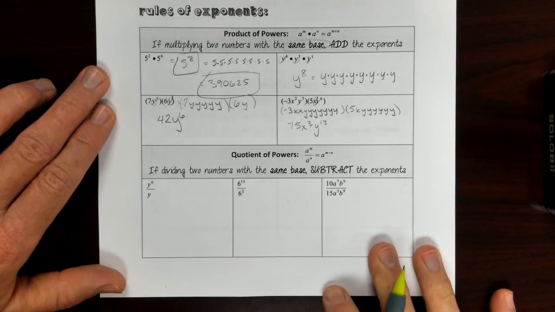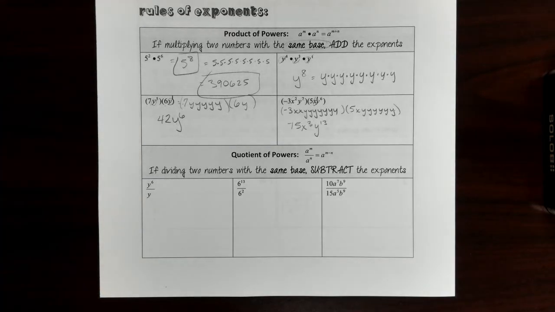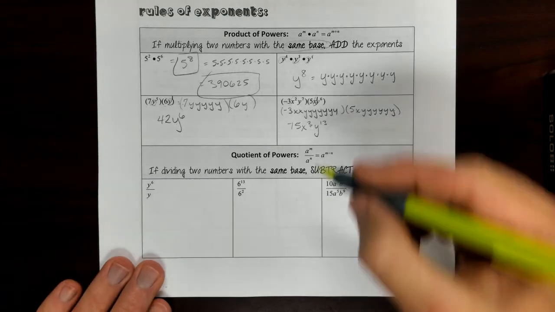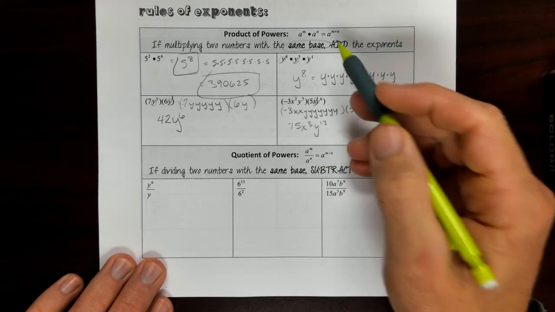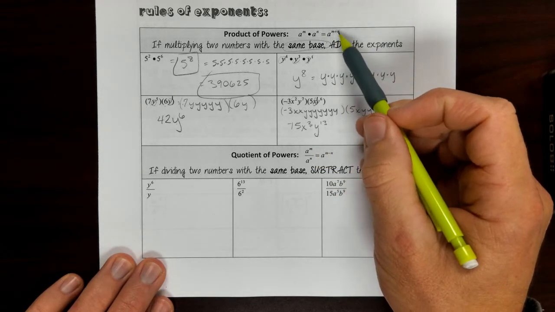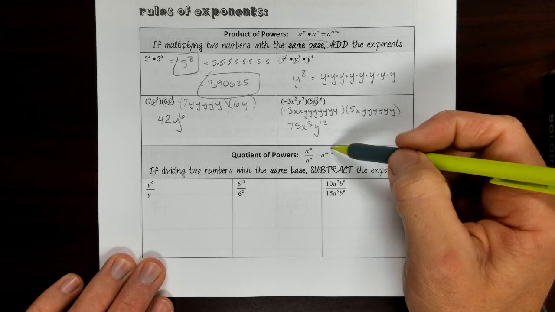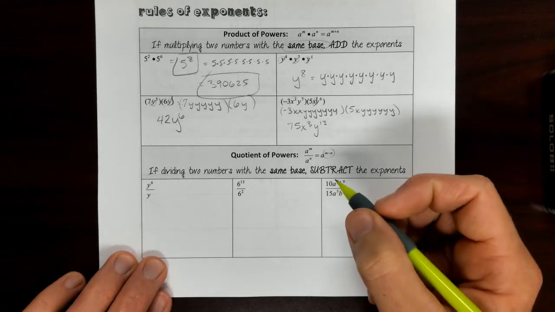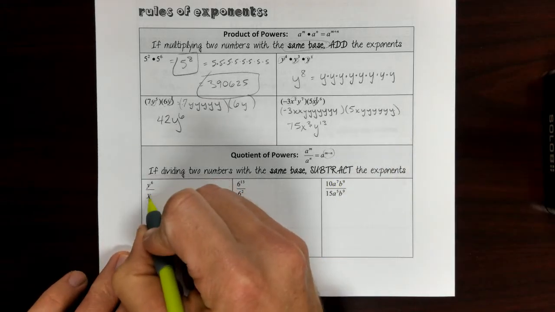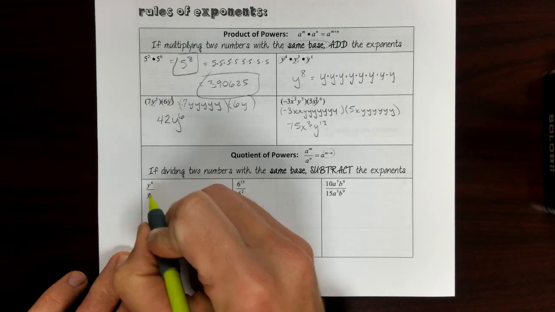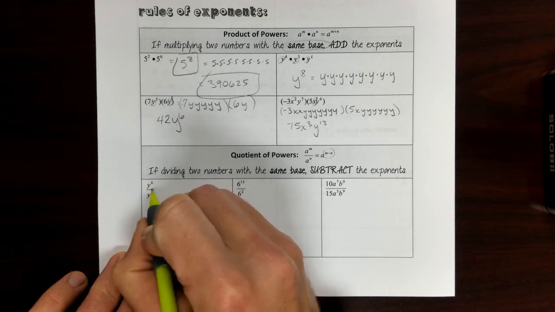Alright, moving on to quotients. Now if they're divided, right here they were multiplied and we added. Well, if they're divided, we're going to do the opposite, which would be to subtract exponents. So we're looking at number 1. It's the same base. It's a base of y. So this is 6 divided by 1.